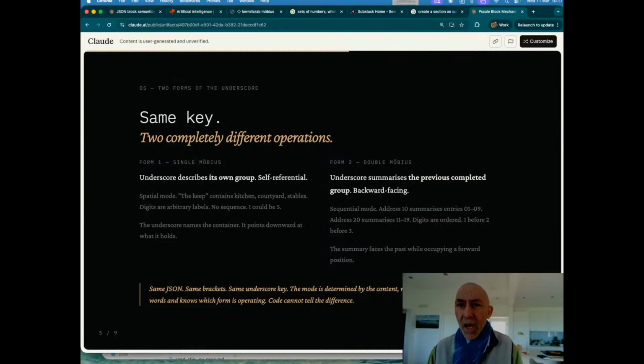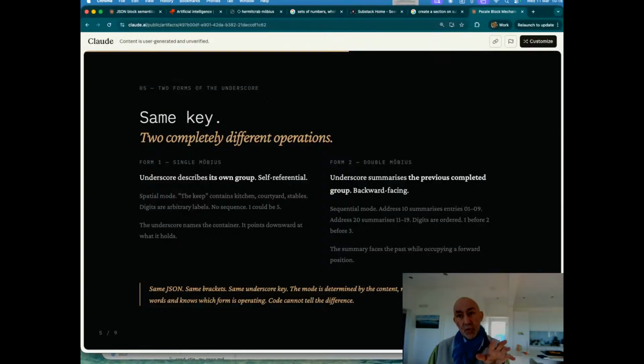But anyway, underscore summarizes the previous complete group. Backwards facing, sequential mode. Address 10 summarizes entries 1 to 9, which kind of makes sense. Address 20 summarizes 11 to 19. Digits are ordered 1 before 2 before 3. The summary faces the past while occupying a forward position. So the 20 is at the end of 1 to 19. But as you're growing 20, 21, 22, that 20 is not referring to 21, 22, 23. It's referring to the previous lot, the 11 to 19.